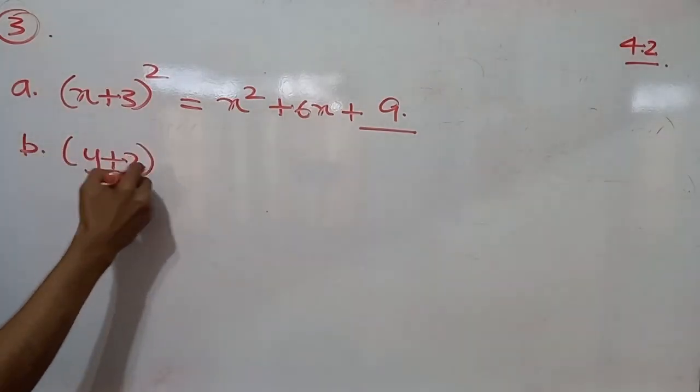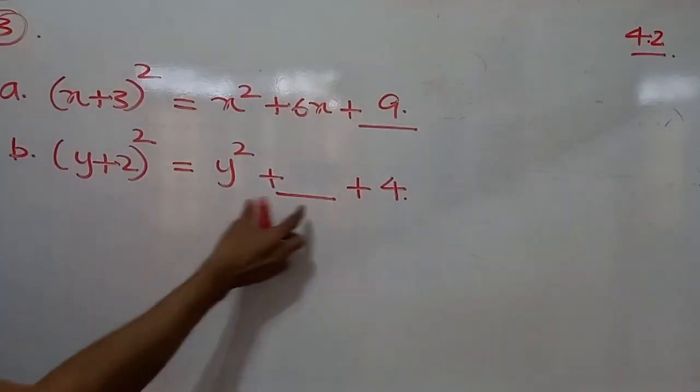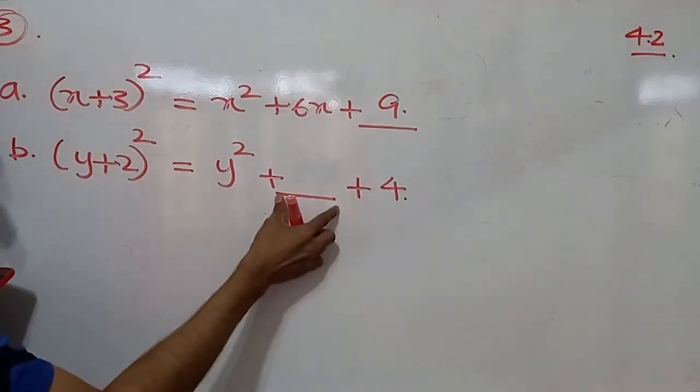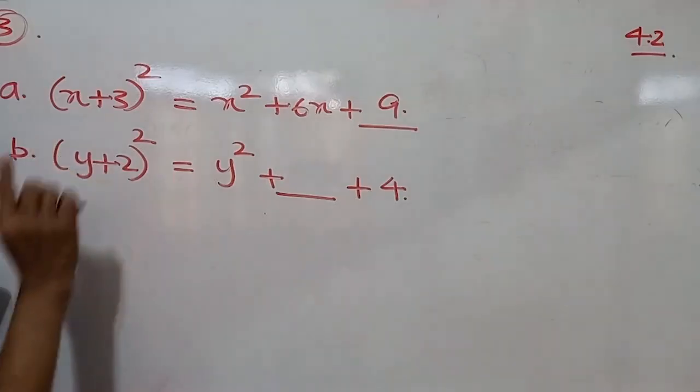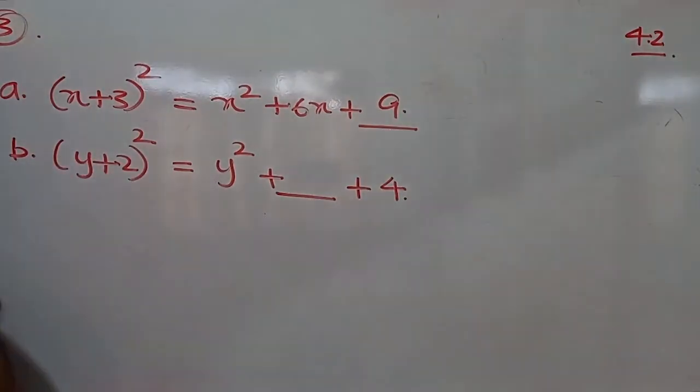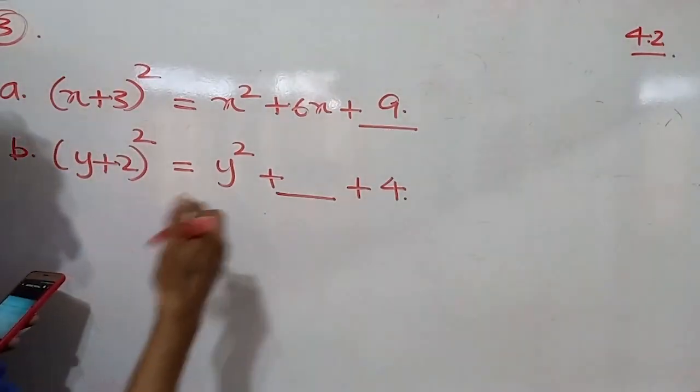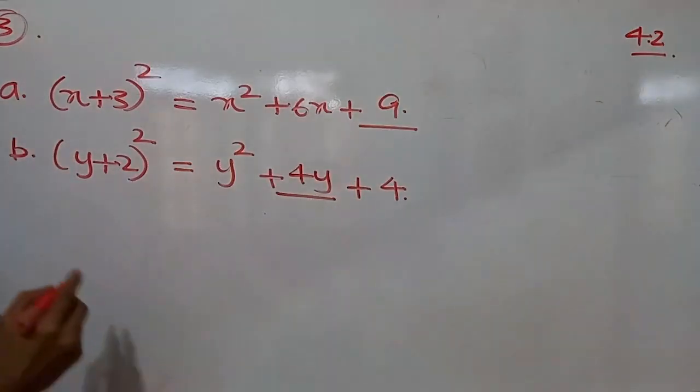Then part B, we have (y + 2) whole thing square. So the term in the middle, it should be what? y into 2, or 2 into y multiplied by 2. So y into 2, that is 2y. Again multiplied by 2, that becomes what? 4y. Right.